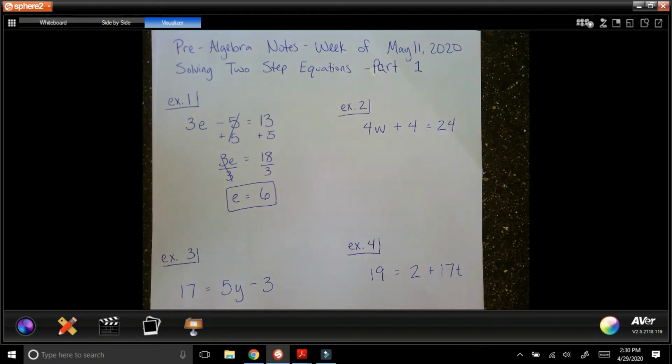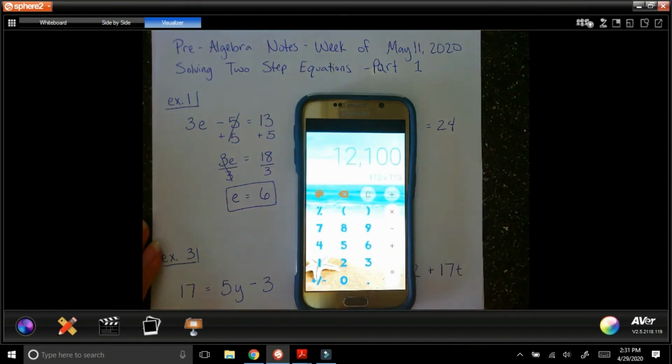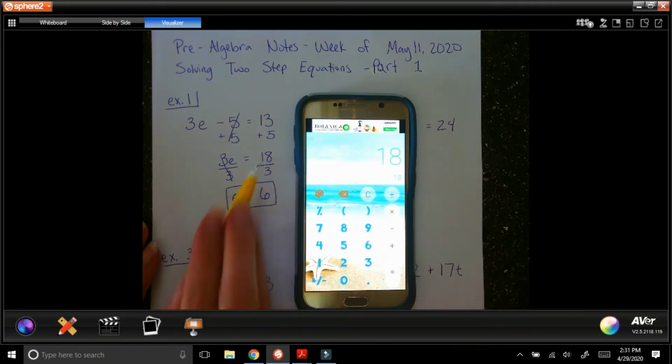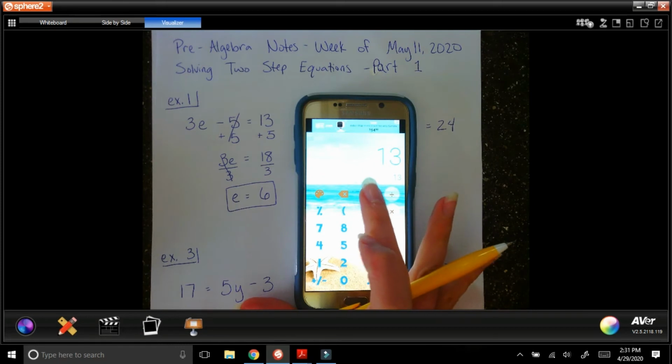Now you can always take these and go back and check your work. If I show you on my calculator here how you can go back and check your work, just grab my calculator quick. What you would do is you do 3 times 6, which is 18, and that's what we had here. On this calculator, you're going to have to push equals in between, and then minus 5, and you get 13. So you should kind of see that work backwards.